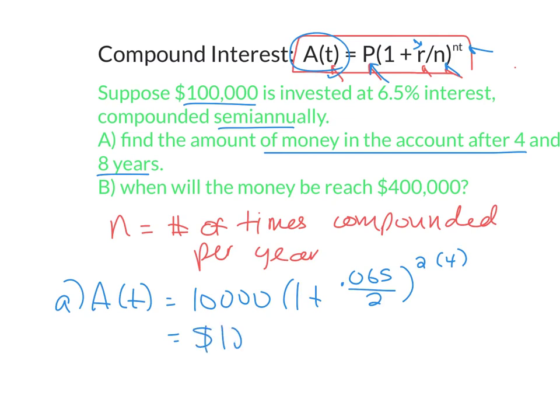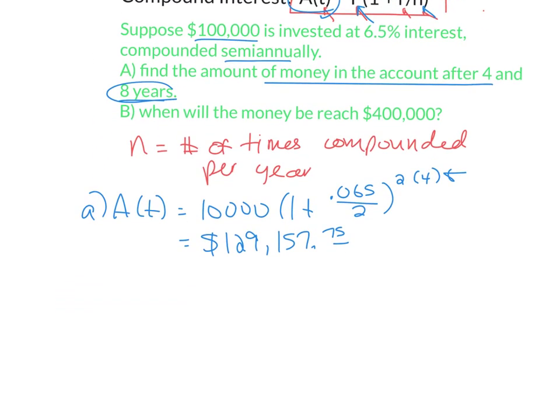I get $129,157.75. You might want to punch that in your calculator too. Make sure you got the same thing I did. I'm not going to do the second part, but it says also 8 years. All I would do is take that 4 right there and change it to 8, which is going to change my exponent to 16. So I should have quite a bit more money. So that's making $29,000 in 4 years. That's pretty good.